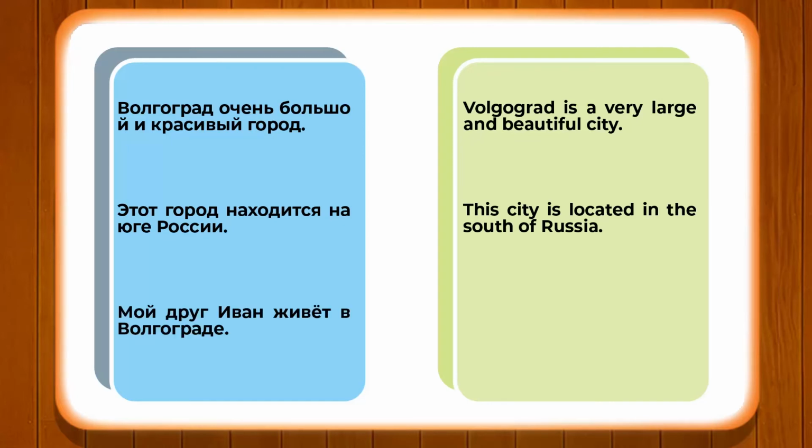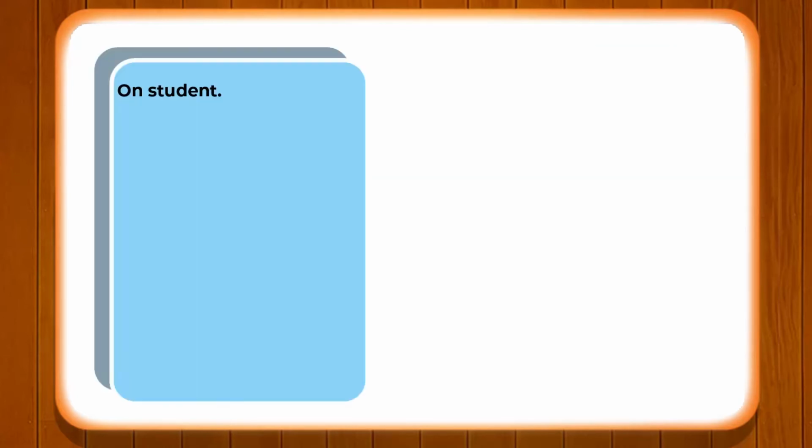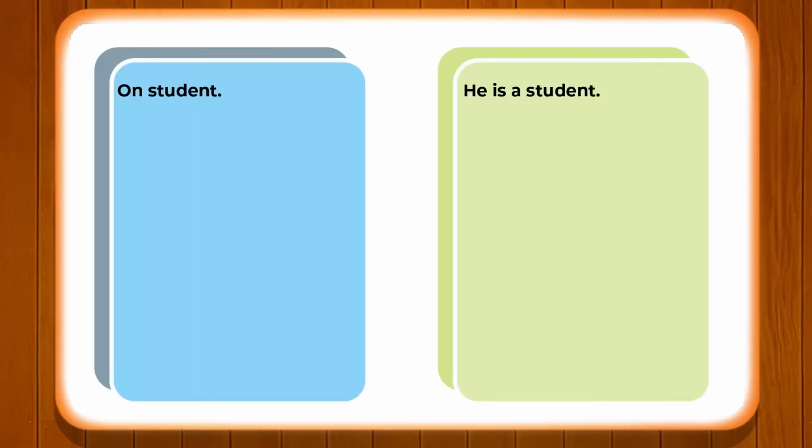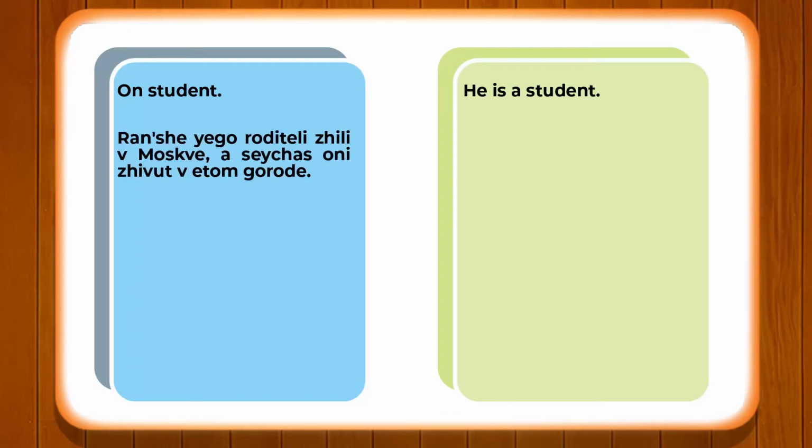Мой друг Иван живет в Волгограде. Мой друг живет где? Мой друг живет в Волгограде. Кто живет в Волгограде? Мой друг живет в Волгограде, или Иван живет в Волгограде. Then он студент. Кто он? Он студент. Раньше его родители жили в Москве. Где жили родители?